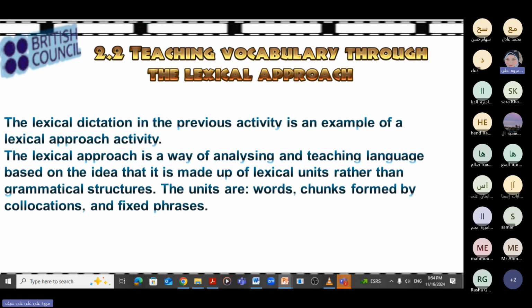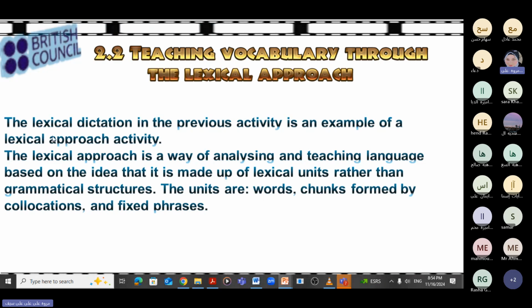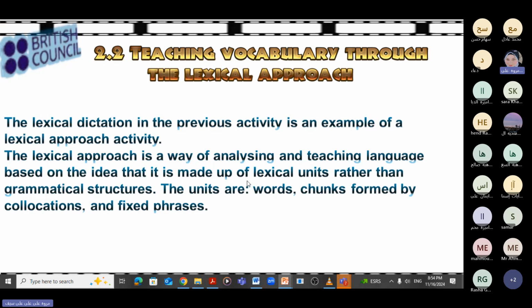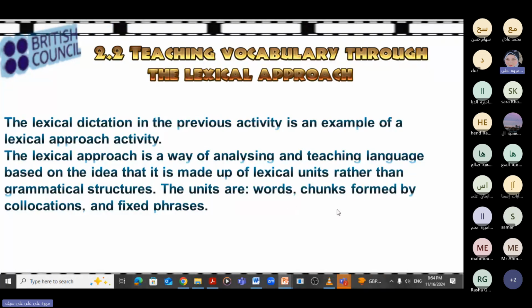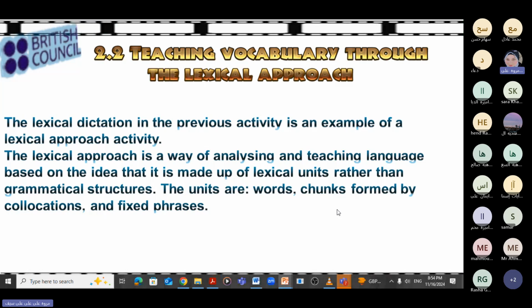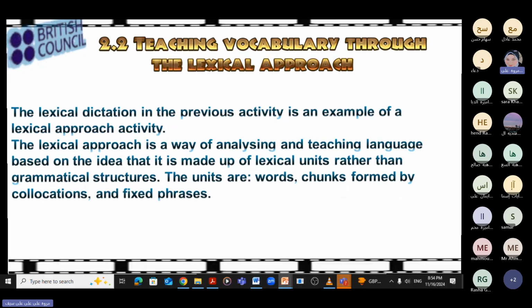So let's read the definition again. According to the lexical approach, it is a way of analyzing and teaching language based on the idea that the language itself is made of lexical units rather than grammatical structures. What are the units? The units are words, chunks, collocations, idioms, fixed phrases, etc. And we will study a lot of these today, inshallah.